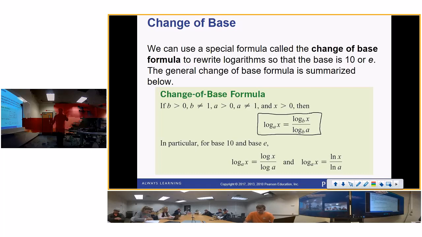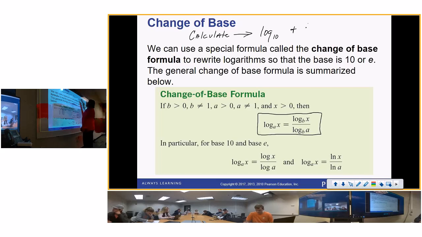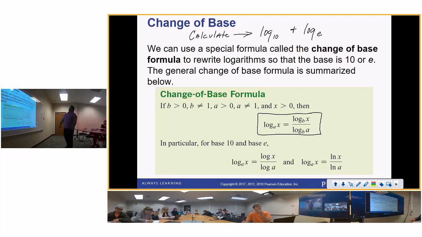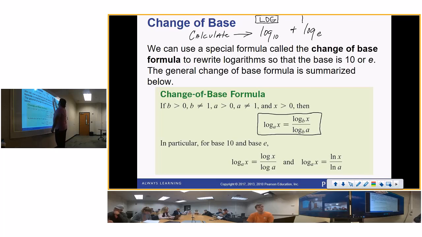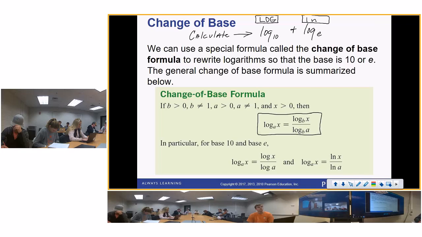If you have an older calculator, write this down. Your calculator can only calculate log base 10 and log base what? E. Now write this down because it's very important. Log base 10 is LOG. Somebody tell me what log base e is. Natural log.